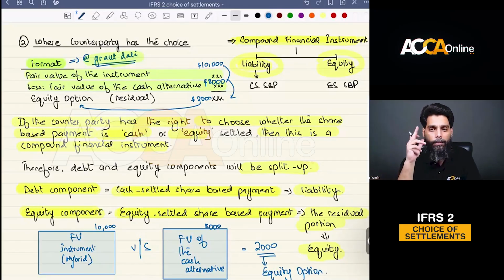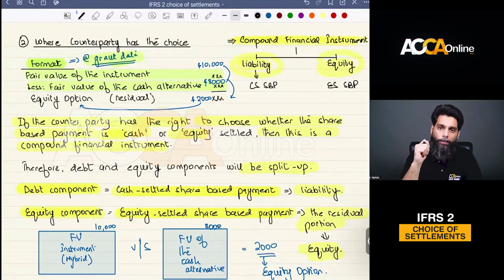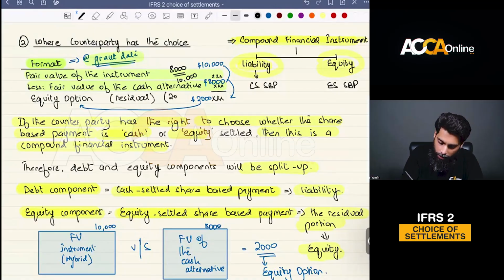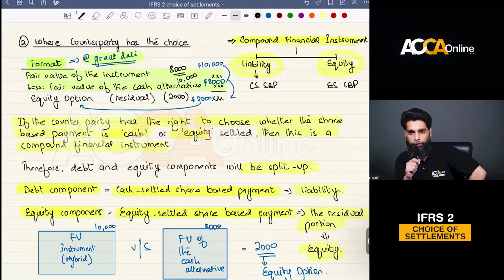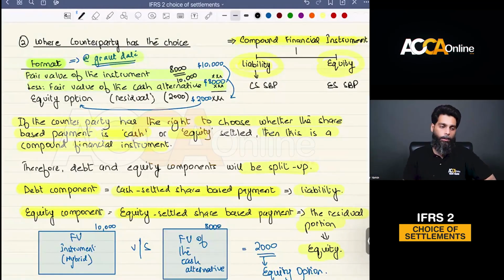Sir, we have a question. A quick question, sir. Sir, is it possible? And you guys are going to give me the answer. Use your common sense, guys. Sir, is it possible that the fair value of the entire hybrid instrument is 8,000, whereas fair value of the cash alternative is 10,000, and therefore we get a negative answer? Is such a scenario where you get negative equity portion possible?